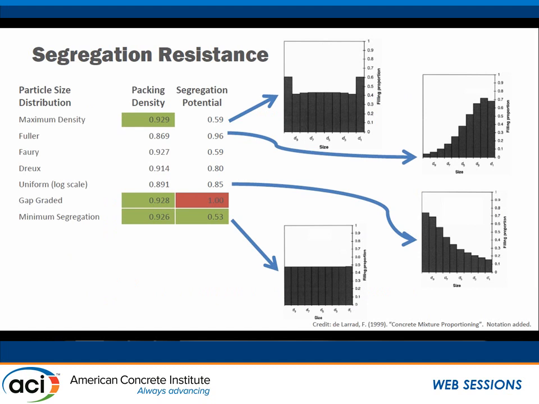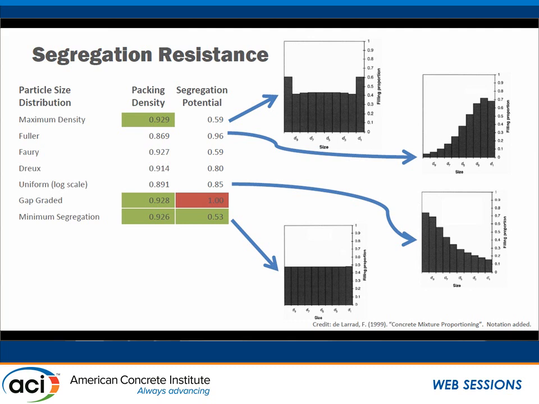The next constraint is segregation resistance. And this table here was based on data that was in François de Larrard's book on concrete mixture proportioning. So he looked at different particle size distributions, and he calculated two things. He calculated the packing density and the segregation potential. So with segregation potential, the higher the number, the higher the potential. And so if you look at the maximum density he was able to produce, it was 0.929, and you can see the distribution that was associated with that.